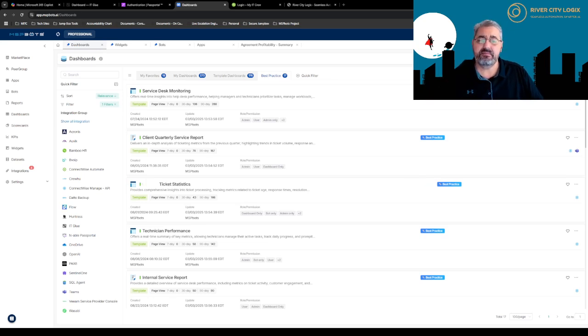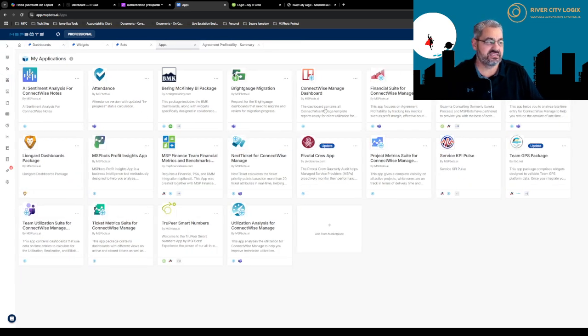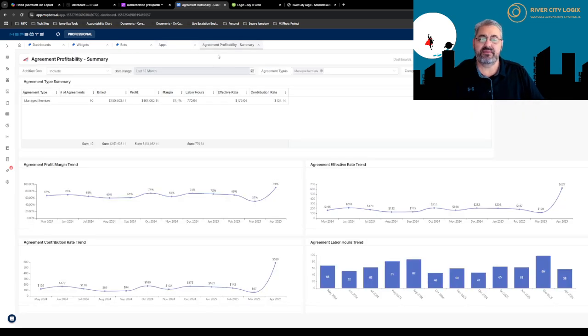We're using MSPbots as our platform for their financial app that allows you to have the summary and the drill downs. As you see, I'm logged into MSPbots now, and I go over to their apps and I get all of their apps. You can't see the financial ones, so I'm going to hide this, and you'll see Financial Suite for ConnectWise Manage. We'll go ahead and open this, and you'll see I'm at the Agreement Profit Summary.